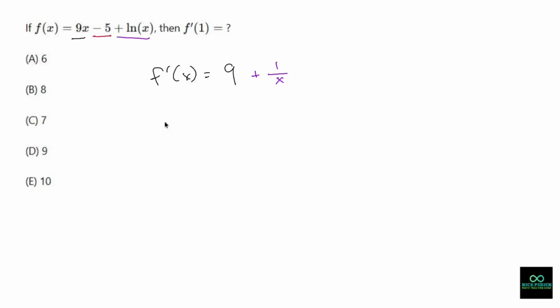Now to complete this problem, we take 1 and plug it in for every x. So 9 plus 1 over 1 is going to be 9 plus 1, which is 10. So if f of x equals 9x minus 5 plus ln of x, then f prime of 1 is 10. The answer is E.